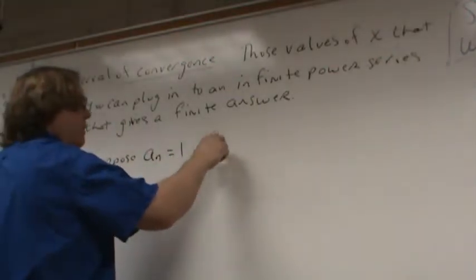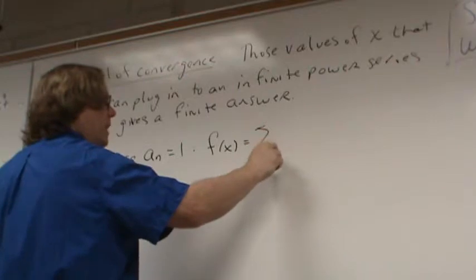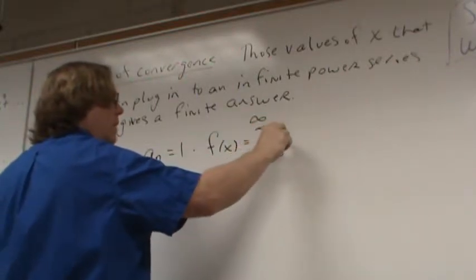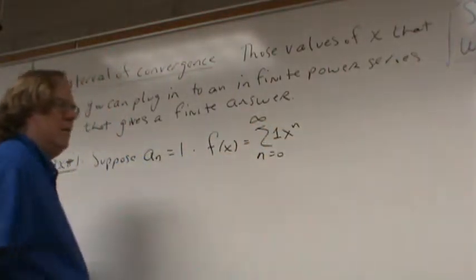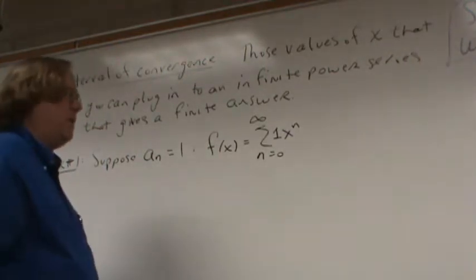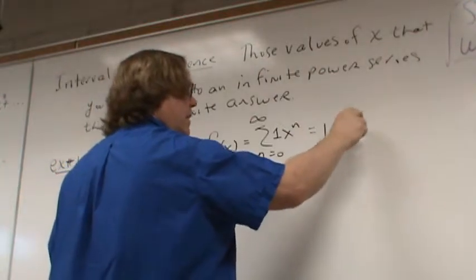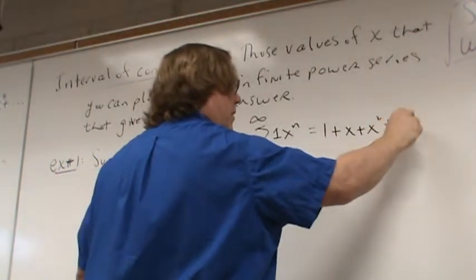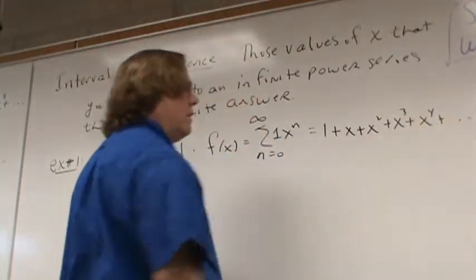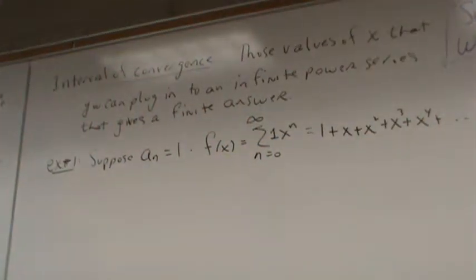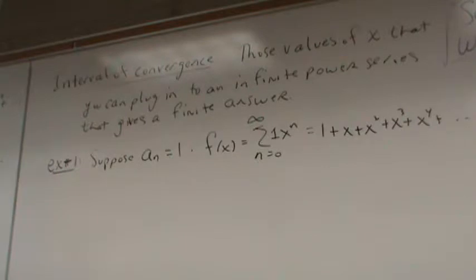So my power series f of x is going to be the sum as n goes from 0 to infinity of 1 times x to the n. Let's suppose it's centered at 0. That is, this is going to be 1 plus x plus x squared plus x to the third plus x to the fourth plus dot, dot, dot. I wonder if anyone can tell me, what would my interval of convergence be here? What are the values of x that I can plug in so that I'm going to get a finite answer at the end when I add up this infinity of terms?